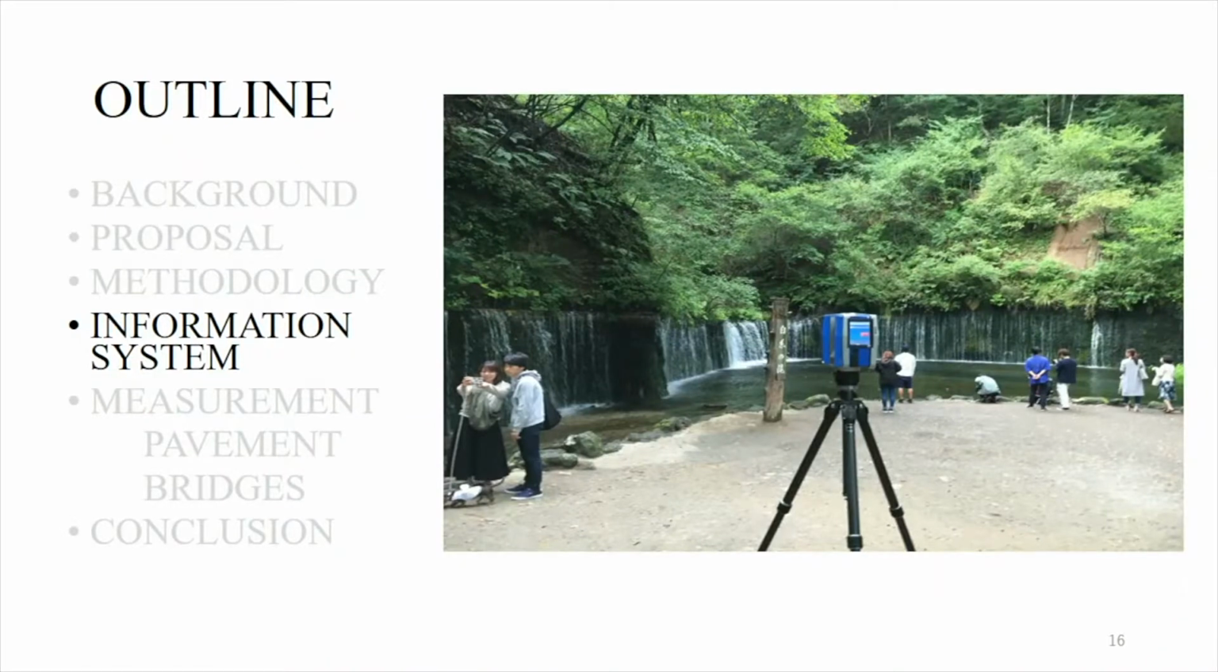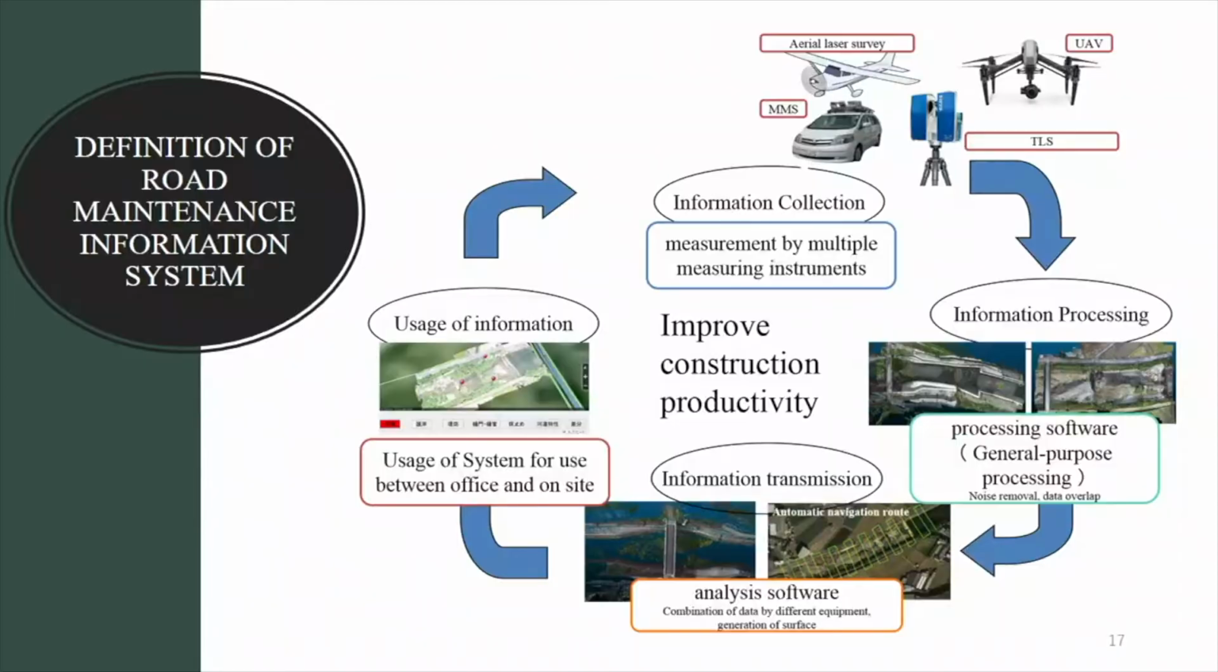And fourth, we also consider the definition of the road maintenance information system. In the definition of the road maintenance information system, the system can be constructed so that we can combine the system and the point cloud data according to the situation and make a suitable plan for road maintenance. So we set the idea into 4 parts, from collecting the data, processing, and information transmission, and finally we can use the data.